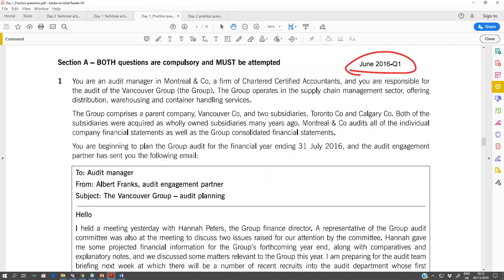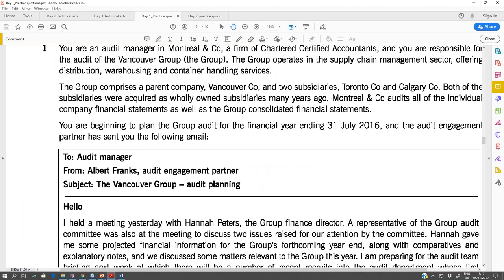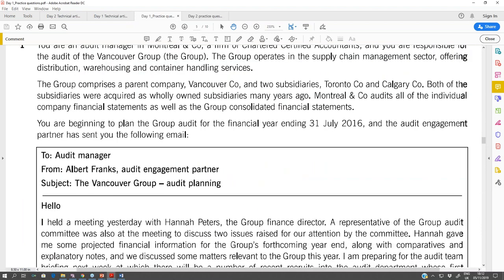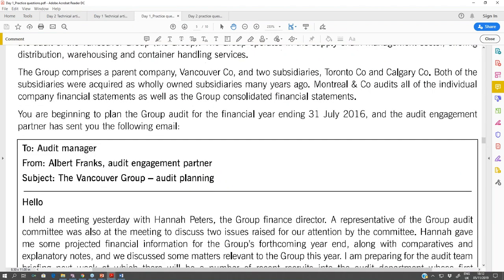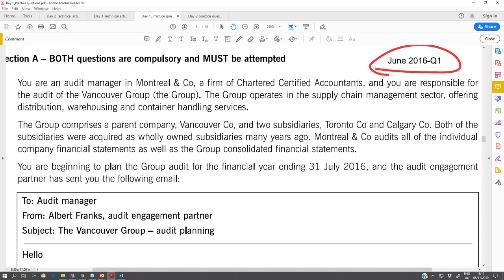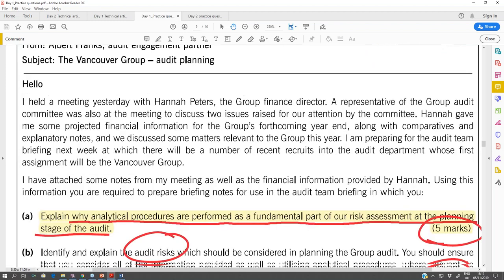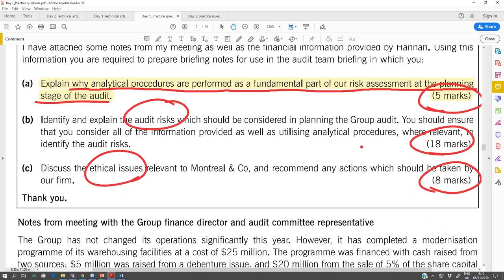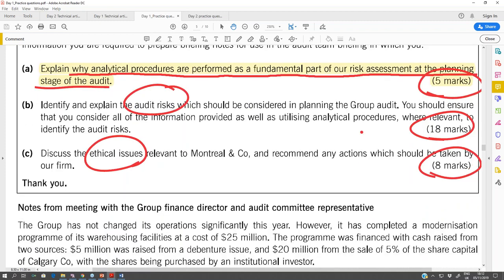Right in front of your screen is the June 16 question number 1, which we were doing yesterday. In this question, we were looking at the untouched area, which was basically part A. Part A, for 5 marks, was asking: explain why analytical procedures are performed as a fundamental part of a risk assessment procedure at the planning stage of the audit.